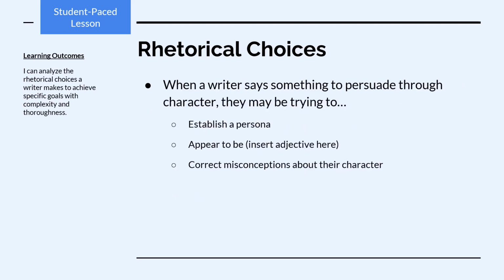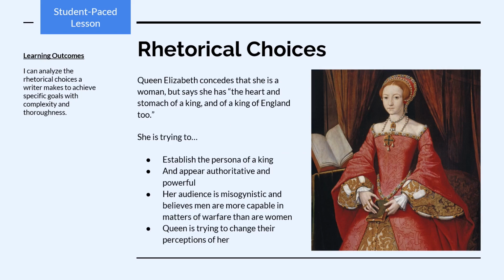When a writer says something to persuade through character, they may be trying to establish a particular persona, or appear to be a certain adjective, appear to be wise or good-willed or affable. They may also be trying to correct certain misconceptions that the audience might have about their character. Here's an example of an ethos choice.